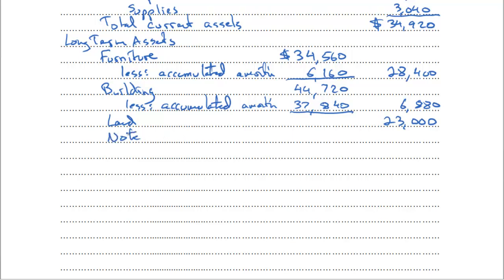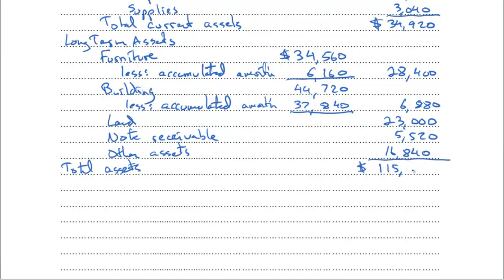We also have a note receivable that we were told was long-term, 5,520. Other assets, 16,840. And as I mentioned, we're going to assume that this is a long-term asset. It doesn't specify one way or the other, so we'll just go with that. Total assets, 115,560. Okay.